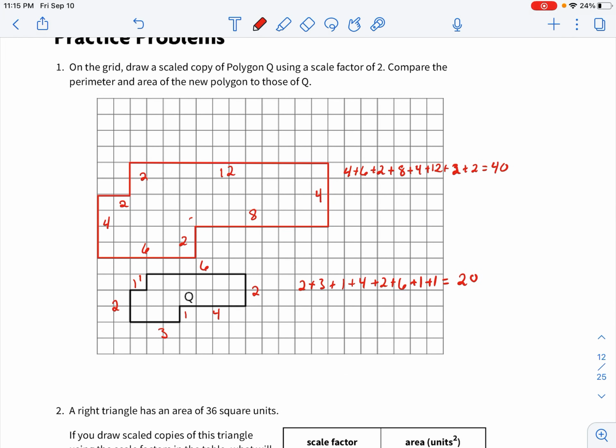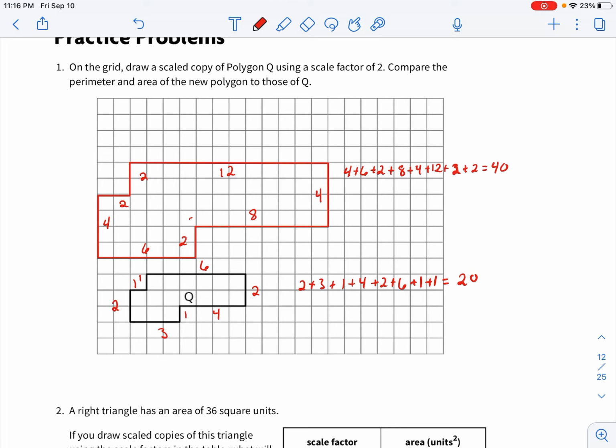Okay, so moving on to lesson 6, practice problems. It said on the grid, draw a scale copy of the polygon Q using a scale factor of 2. So if it's a scale factor of 2, you're going to double every side, or multiply the original side by 2. And so that's what you'll see I did here. I went from 2 on the side to 4, 3 to 6, 1 to 2, 4 to 8, 2 to 4, 6 to 12, and then these I doubled as well from 1 to 2, 1 to 2. Okay, so that does the first one. There's the drawing. Everything is 2 times the original dimension.